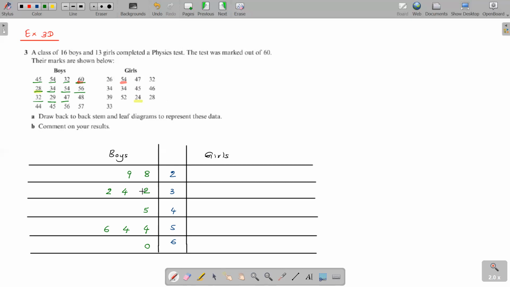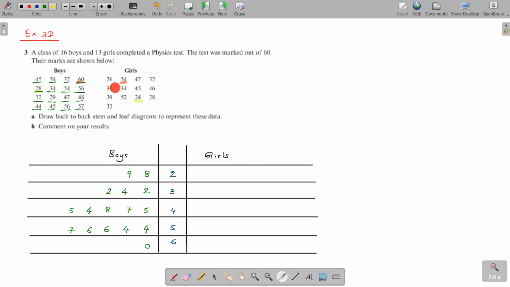Okay, 47, stem 4, leaf 7. 48, stem 4, leaf 8. 44, stem 4, leaf 4. 45, stem 4, leaf 5. 56, stem 5, leaf 6. 57, stem 5, leaf 7. Is that okay? Okay, so now let's fill the girls data set.